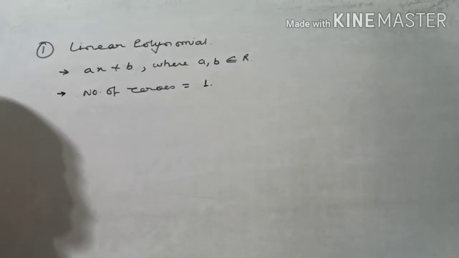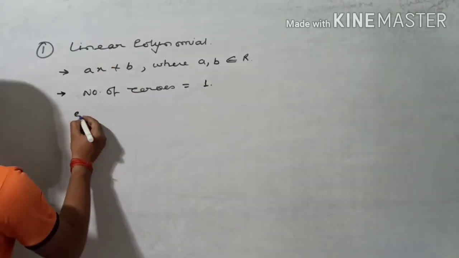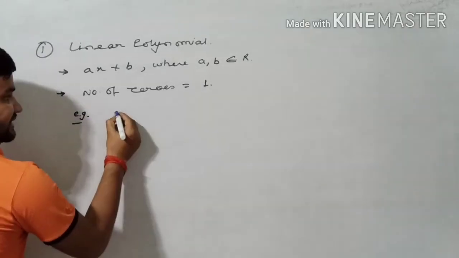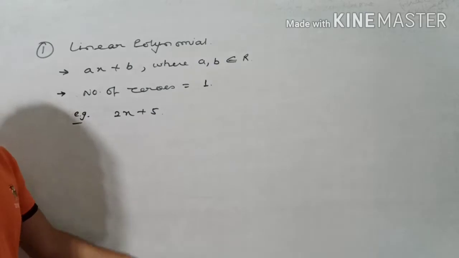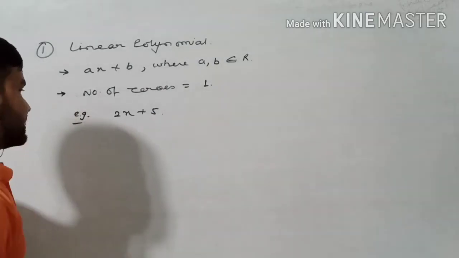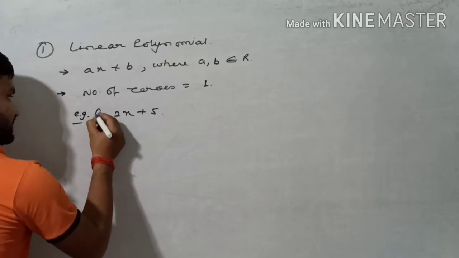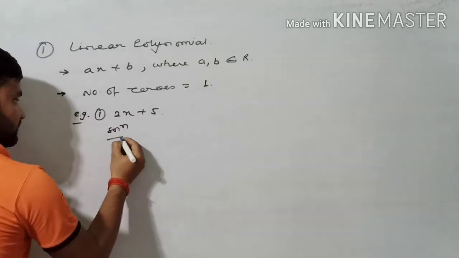नंबर ऑफ जीरोज कितने होते हैं? 1 होते हैं. दैट मींस एक ही जीरो आपको लिनियर पोलिनोमियल में होते हैं. फॉर एग्जांपल वी टेक अ एग्जांपल ऑफ लिनियर पोलिनोमियल 2x plus 5. This type of polynomial is discussed in class 9th. We have to find the zeros. Then solution for zeros.